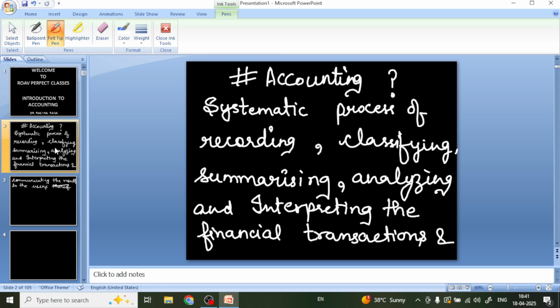And after that we will prepare the balance sheet so that we can know our financial position of business, where we are standing, what we have or what we have not. All these things will be decided on the basis of the final accounts or financial statements.